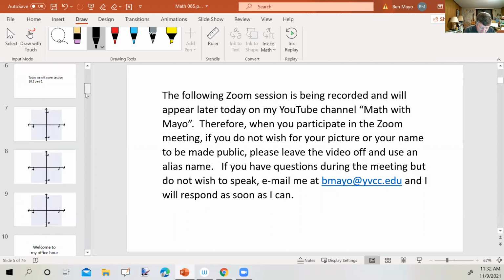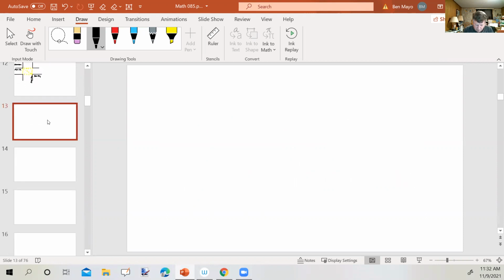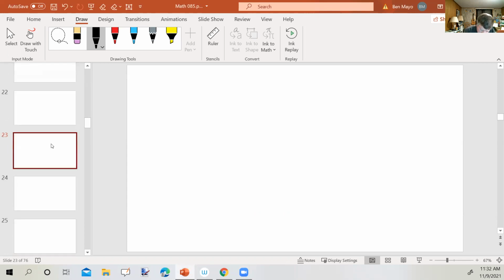All right, so we have a request. This is section 10.2, part 1, number 21. It says, use the quadratic formula to solve the equation. Enter your answers as a comma-separated list. And the equation is the following. x squared over 12 minus x over 6 equals 1/2.